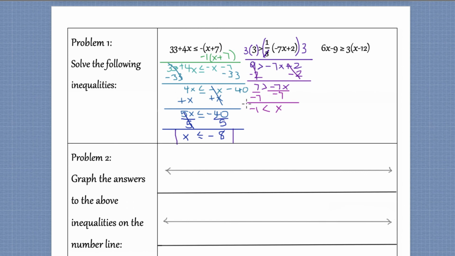So this is going to be our answer. Negative 1 is less than x. Or we could also write this as x is greater than negative 1. So we just flip the entire thing around. So x comes first, so it would be x is greater than negative 1. And so this is going to be our answer. X is greater than negative 1.